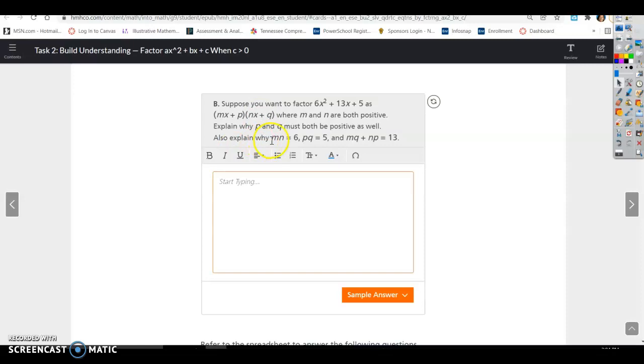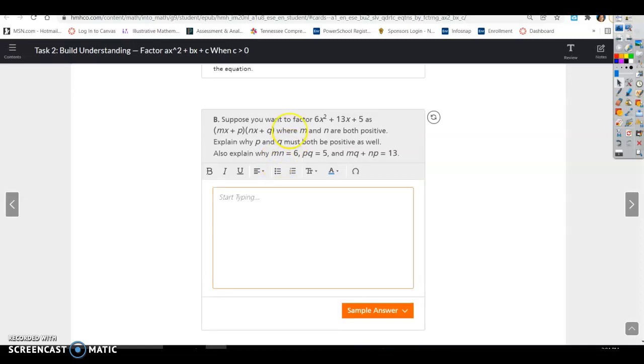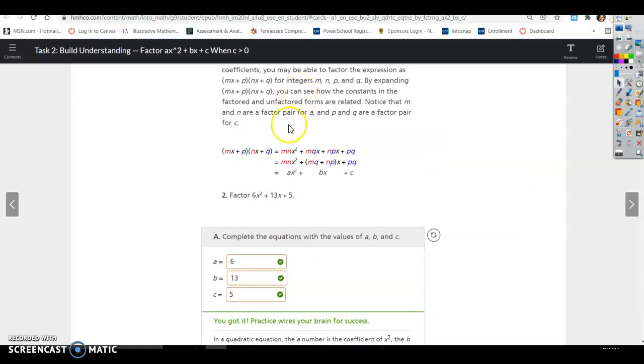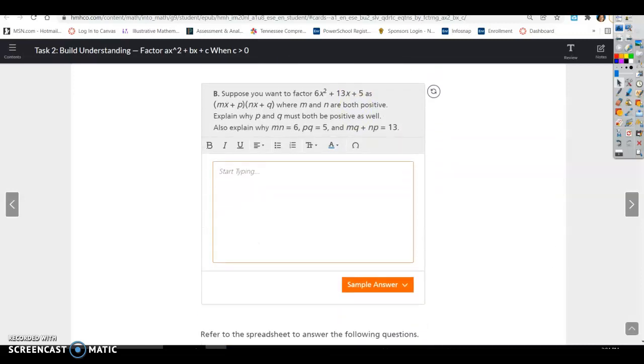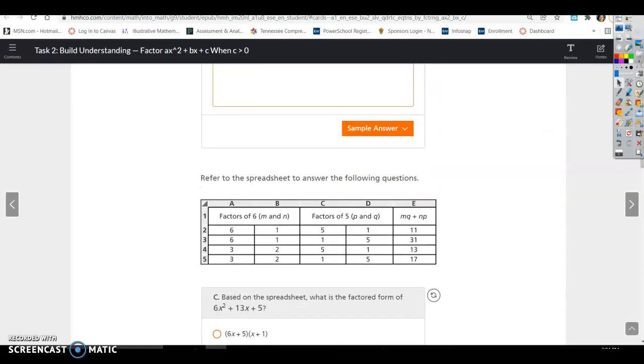So it says explain why LN equals 6, PQ equals 5, and the combination equals 13. So A is the same as LN if you remember above. When we looked at it in factored form, you can see LN was A, and then this expression is B, and this expression is C. So we've already kind of looked at that and explained that right there.